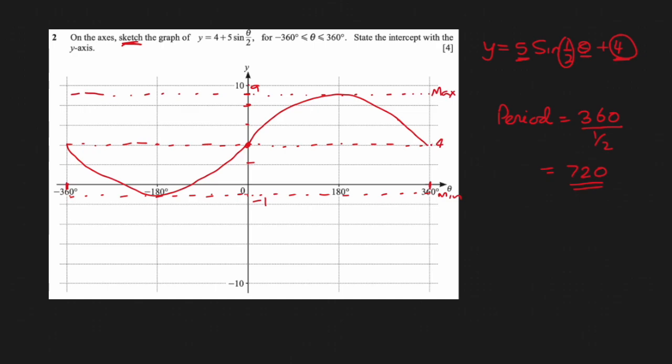So normally at 180 we reach the middle line again, this axis once again, but because it is half, that means we'll have a horizontal stretch by 2. That means it will become 2 times longer. So normally 180 is where it returns to the midline. We'll get that at 360 now because it has been doubled. Okay, so now they wanted us to state the intercepts. So the y-intercept is 4.